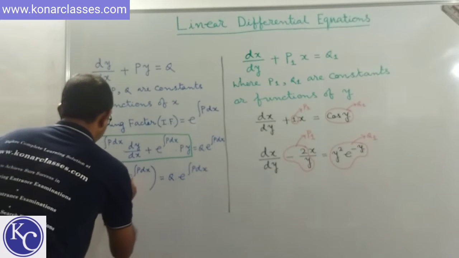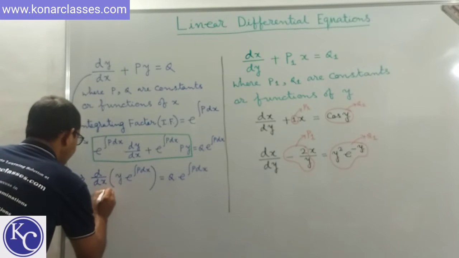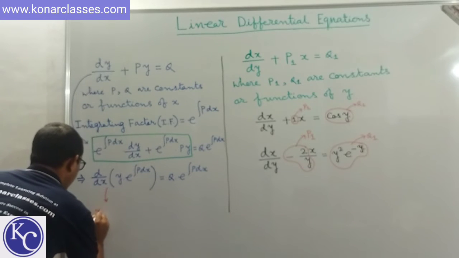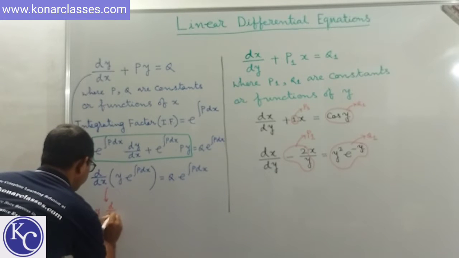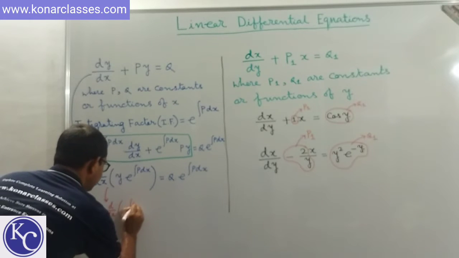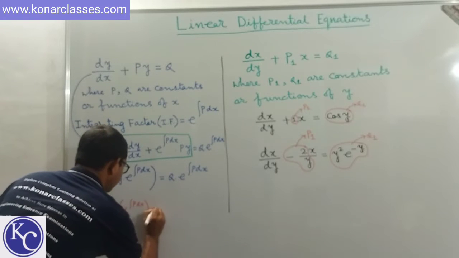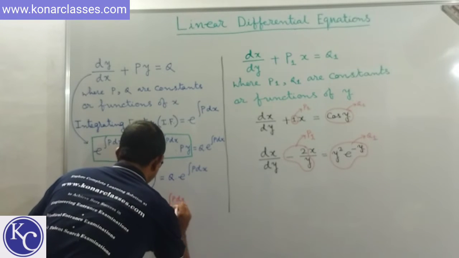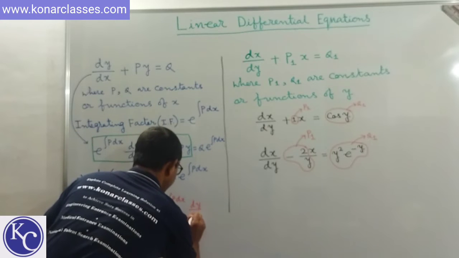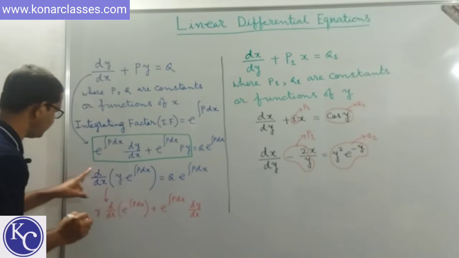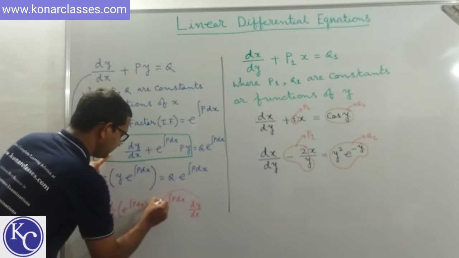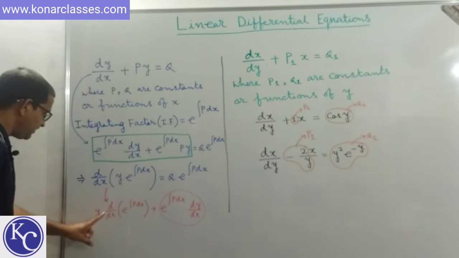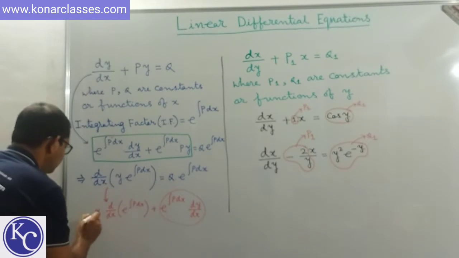What I am saying is that d dx of y into e power integration p dx means y into d dx of e power integration p dx, plus e power integration p dx into d dx of y, that means dy dx. If you look at the second term, that is already there, this one. This is already this first term here. And if we just concentrate on this one, so this is equal to what?